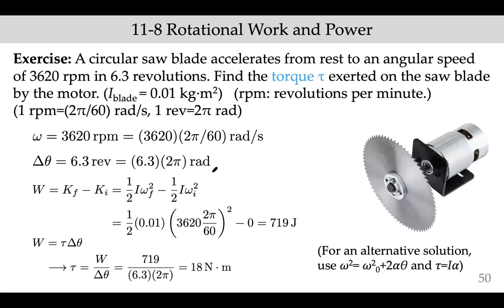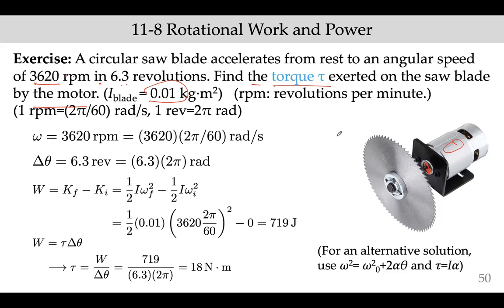Okay, here's another example. We have a circular saw blade that accelerates from rest to an angular speed of 3620 RPM, which means revolutions per minute, in 6.3 revolutions. So it rotates more than 6 times, 6.3 revolutions, and it reaches the angular speed of 3620 RPM. Now find the torque. Where is that torque coming from? Well, that torque is coming from the motor, because it rotates this mill. So find the torque exerted on the saw blade by the motor.